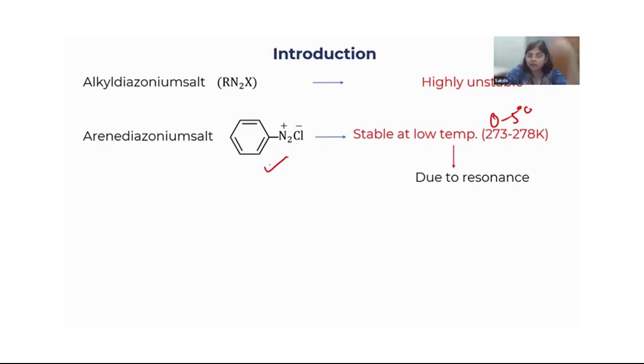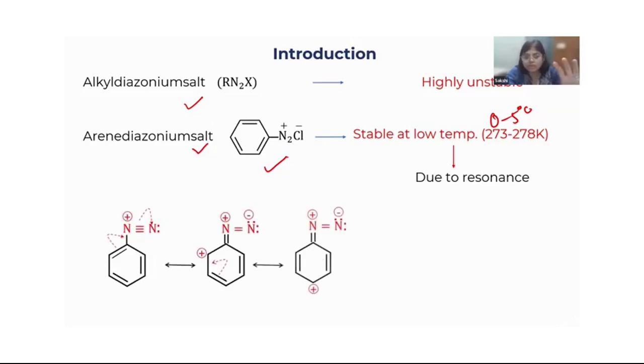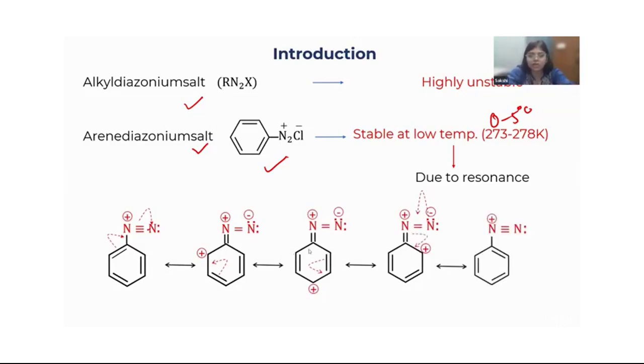Okay. And another thing is resonance. Due to benzene, there is resonance, that is, the positive charge is delocalized, which brings certain stability, right? That is the reason arene diazonium is more stable than alkyl diazonium. See, resonance always brings stability. You can see the resonating structure here. Because of it, the positive charge is delocalized in the entire ring, hence it brings certain stability, right? Okay. Now, let us move forward.